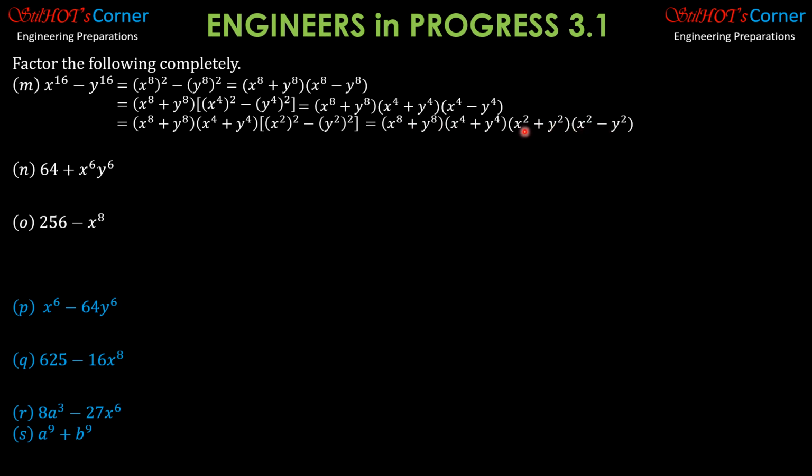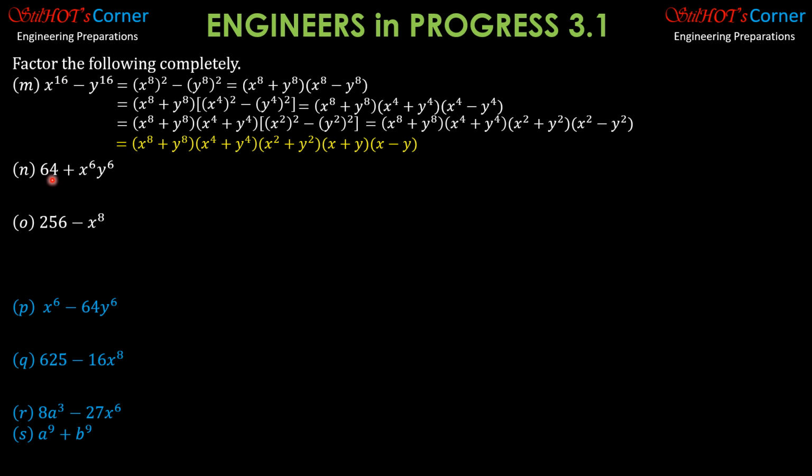Therefore, the final and complete factored form of x to the 16 minus y to the 16 is we copy the quantity x to the 8 plus y to the 8, the quantity x to the 4 plus y to the 4, the quantity x squared plus y squared, then the quantity x plus y, x minus y. So that's the complete factored form of x to the 16 minus y to the 16.